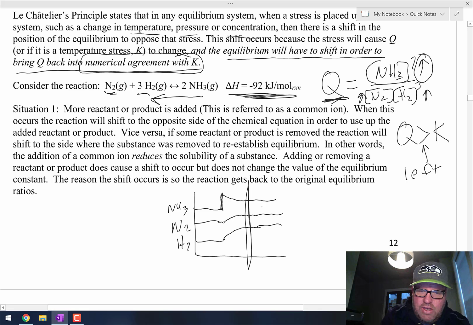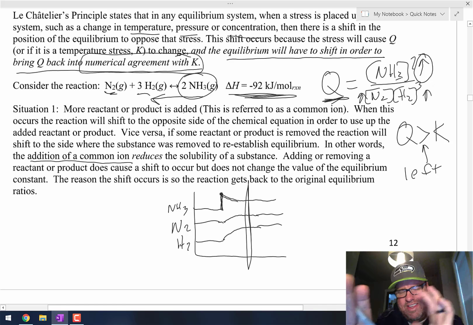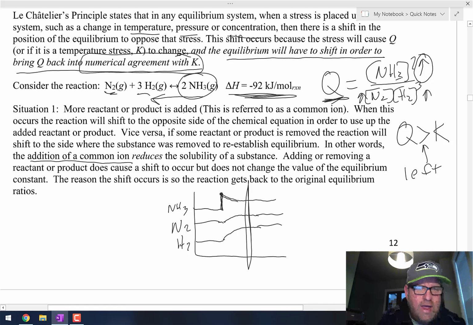So N2 is going to go up, hydrogen is going to go up, and NH3 is still going to be higher than where it started, but from that initial high it does have to drop back down. In other words, the addition of a common ion, so when we added some NH3, and again, these aren't ions, I understand, but ions are going to come up later, reduces the solubility of a substance. That will come up later on, and we can use Le Chatelier's principle to explain that.